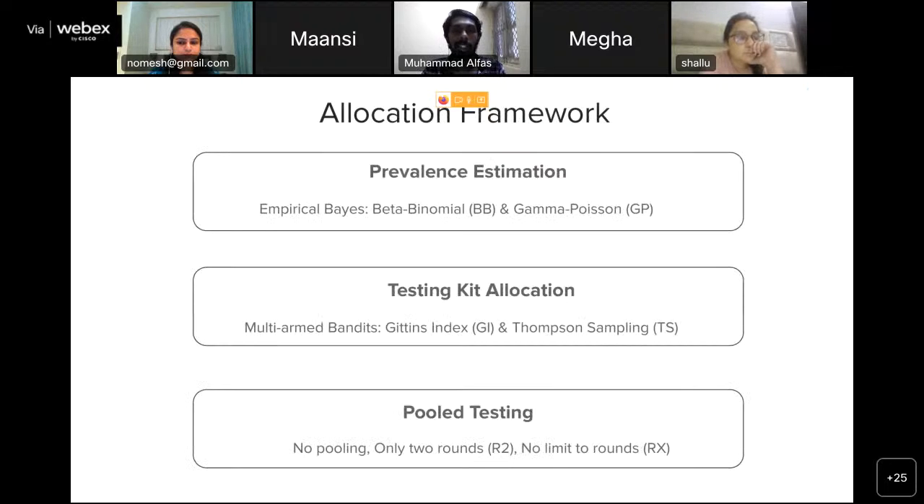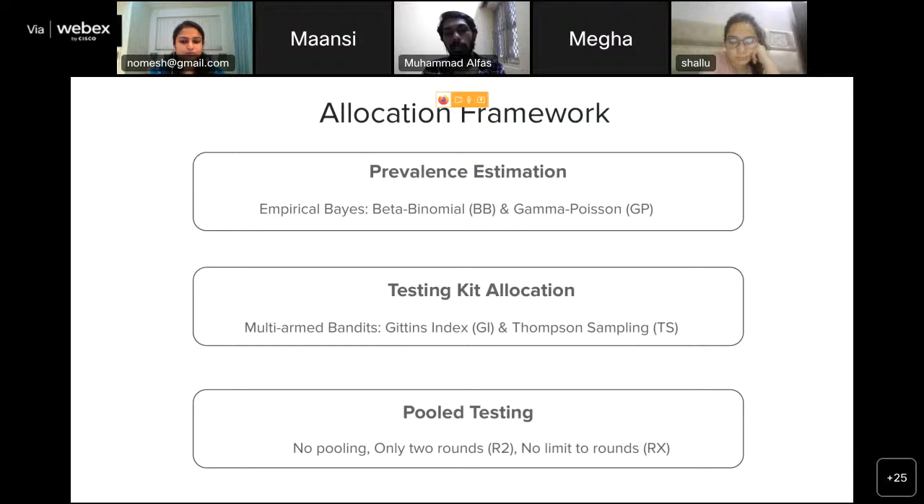Initially we have a prevalence estimation method in which we use an empirical Bayesian methodology. We use two methods, beta binomial and gamma Poisson. In testing allocation, we use a multi-armed bandit method, and we use two solution methods, Gittins index and Thompson sampling. In pooled testing, we discussed multi-round testing, and we can limit the number of rounds to 2.